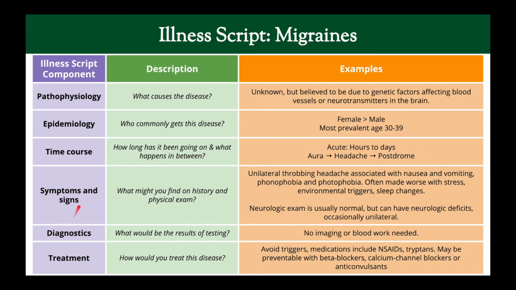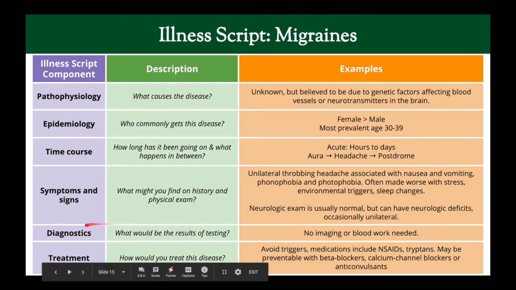What signs and symptoms do they have? What would you see on history and physical? Well, they might have a throbbing headache on one side of their head, may have some nausea and vomiting. They may have phonophobia or photophobia, that is sensitivity to light and sounds, worse with stress. Other things can make it worse as well. The neurologic exam is usually normal. Now, sometimes it can be abnormal, but usually it's normal. There's usually no diagnostic testing that we need, and here's a bunch of medications we can use in treatment.